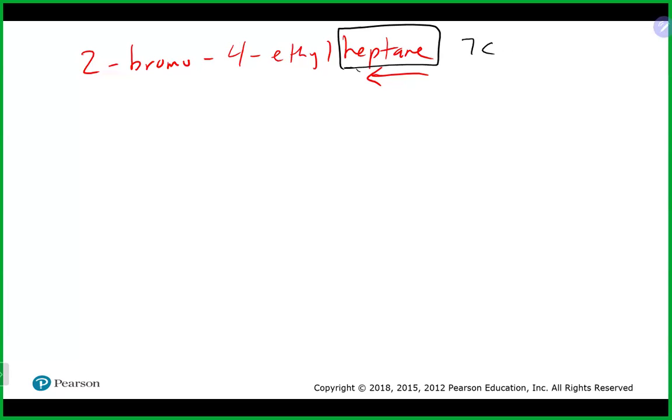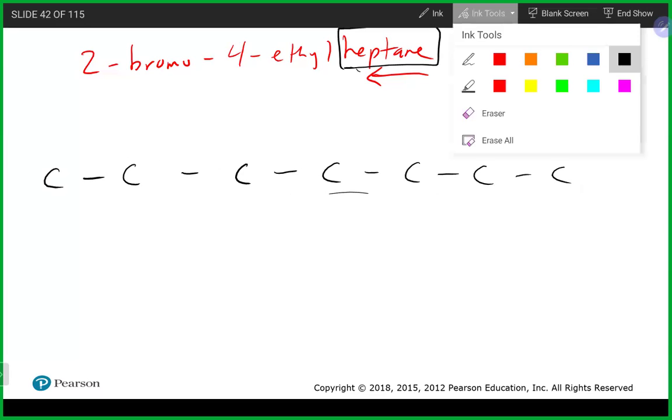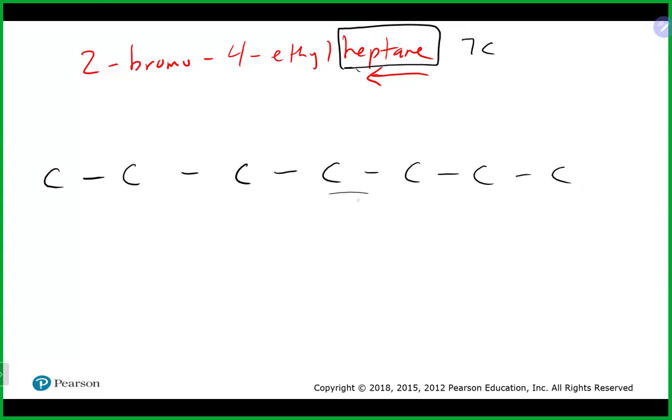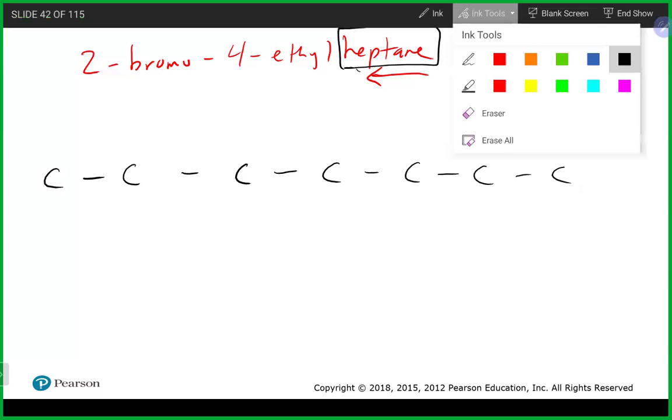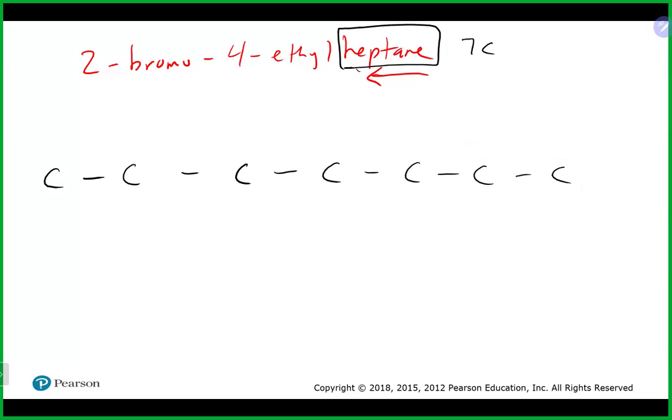So I'm just going to simply draw 7 carbons, leave a little room to fit in some hydrogens and some other stuff maybe. That's where I regret I chose heptane. I think I need one more carbon. I'll put it there. So I got 7 carbons in a row. Good news is, frankly, that takes care of that part of the name.